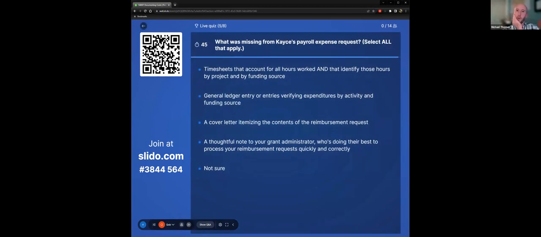All right. So from the previous question, what was missing from Casey's payroll expense request? You just went through that one where there was something missing. What was the thing that was not there? So if you recall, you had the paychecks and you had the payroll register. There is something that was not there. Which one of these things was it? This is a select all that apply. Which of these things were not there? Select all that apply.